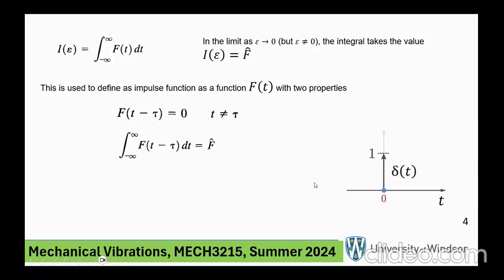By the way, the reason it's called the Dirac delta function is that Dirac was a physicist and mathematician who lived until maybe 70 years ago. He was a contemporary of Einstein and that gang, and he made a lot of contributions to this area. That's why it's called the Dirac delta function.